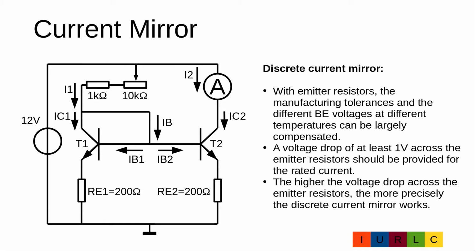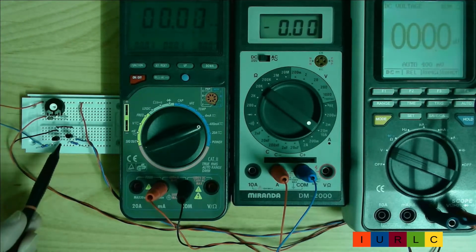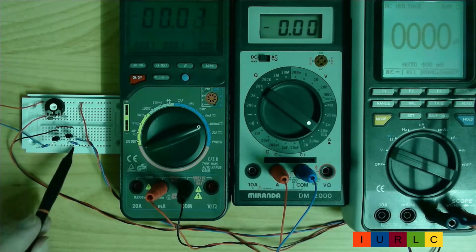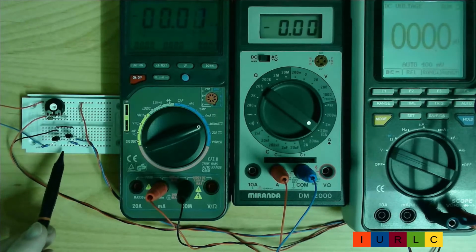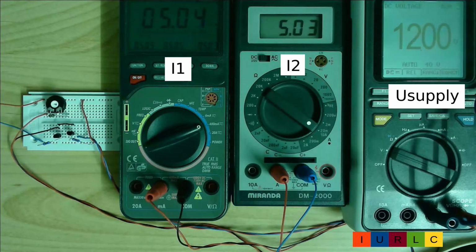And the higher the voltage drop across the emitter resistors is, the more precise the discrete current mirror works. We have the same measurement setup as before, but the two direct links from emitter to ground on each of the transistors are replaced by a 200 ohm resistor on each side. Measurement 2. At the beginning, the current error is only 0.03 mA. During the complete warm-up phase, the current changes only a little and remains within the 2% range.